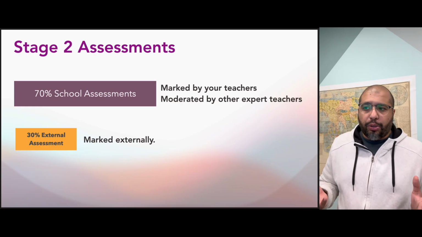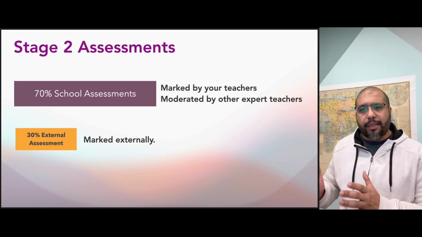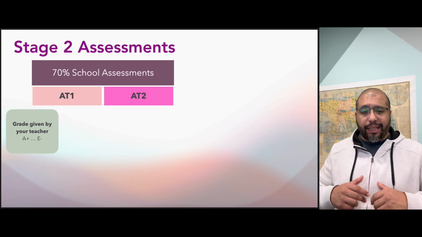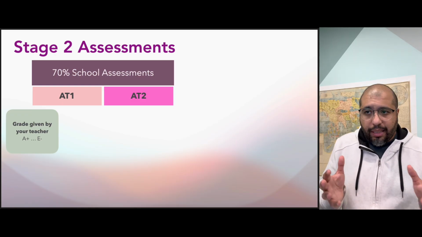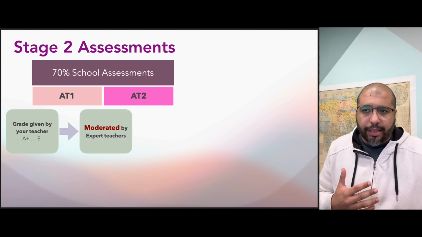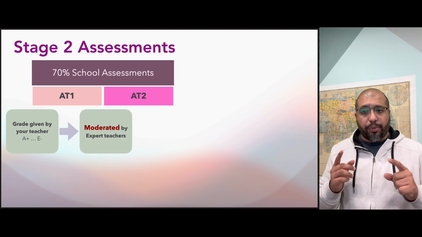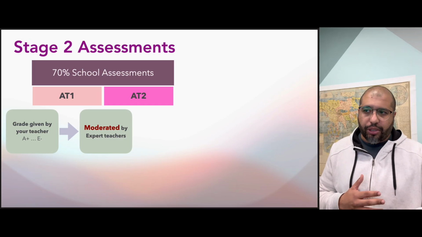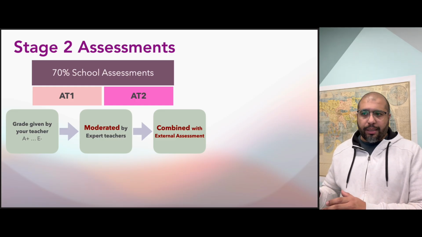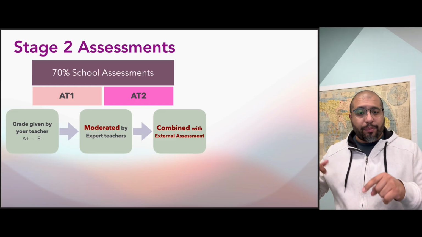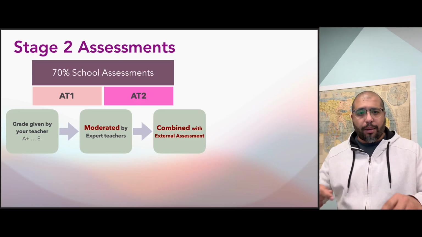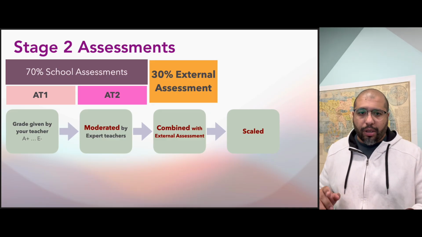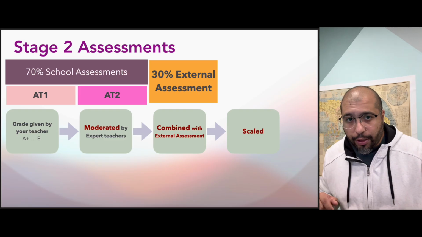So, what happens to your results from the moment you complete an assessment task to the moment you get an ATAR? First, your teacher evaluates your school assessments and gives each a grade between A+ and E-. Your assessment is then moderated by an expert teacher who would either approve or adjust the grade given by your school teacher. Your moderated school assessment grades are combined with your external assessment grade to give you a final subject grade. Your final subject grade is then scaled, and we will talk about scaling later in a coming video.